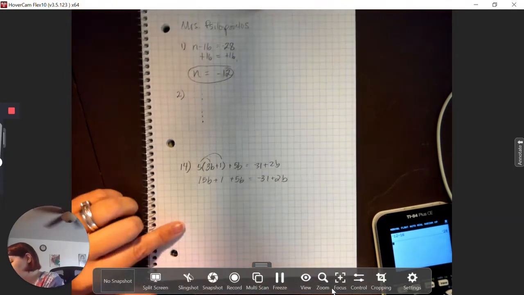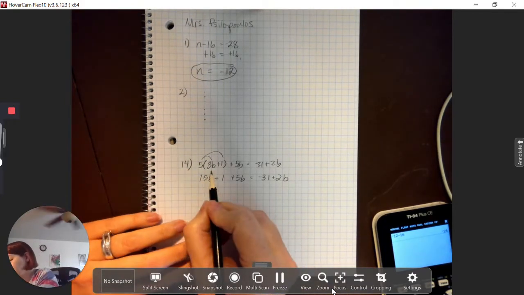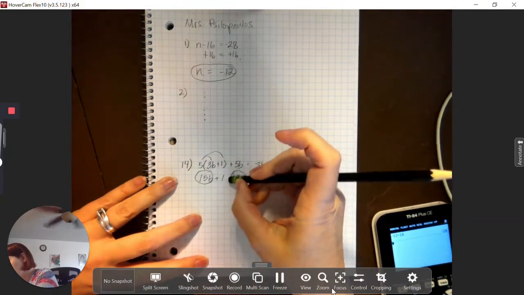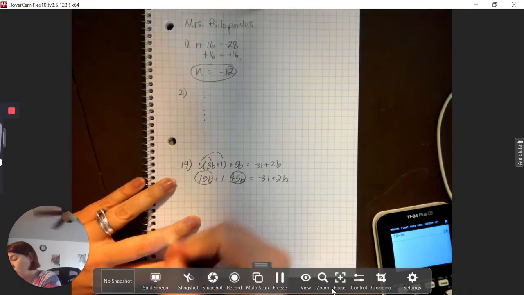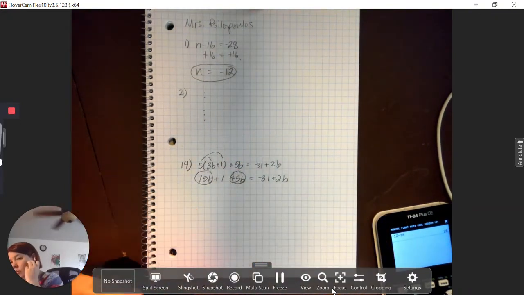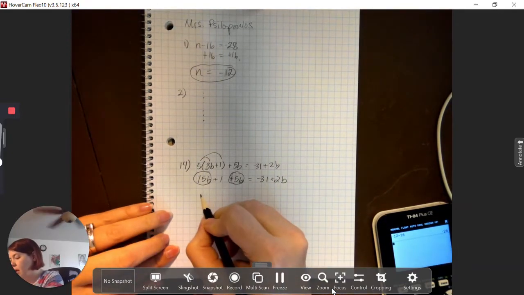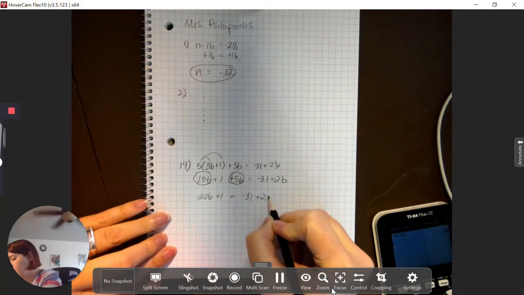Okay. And so then what? What do I do next? Okay, I'm going to combine like terms. So I got this one and this one. Now these aren't notes, so I don't need to write down my steps. If I was taking notes, I would write down combine like terms and I would write down distributed. But I'm just doing the math, so I'm just going to do the math. No big deal. And so I have 20b plus 1 equals negative 31 plus 2b.